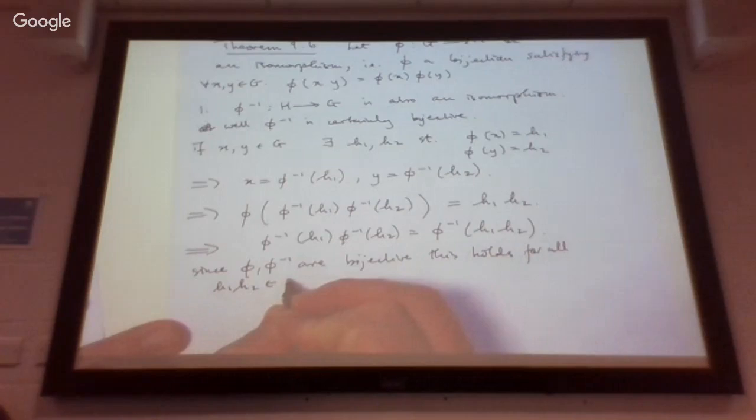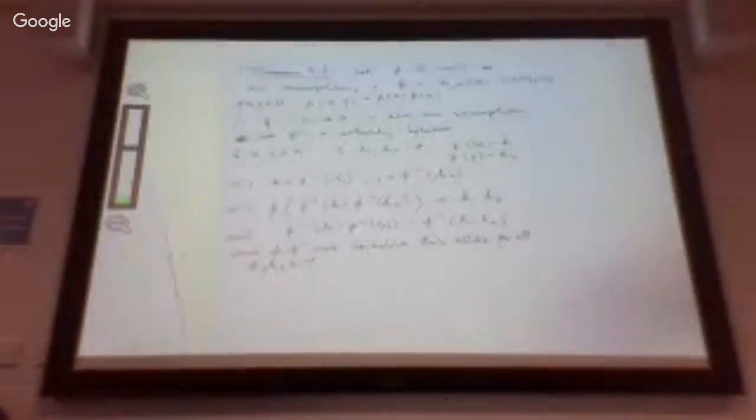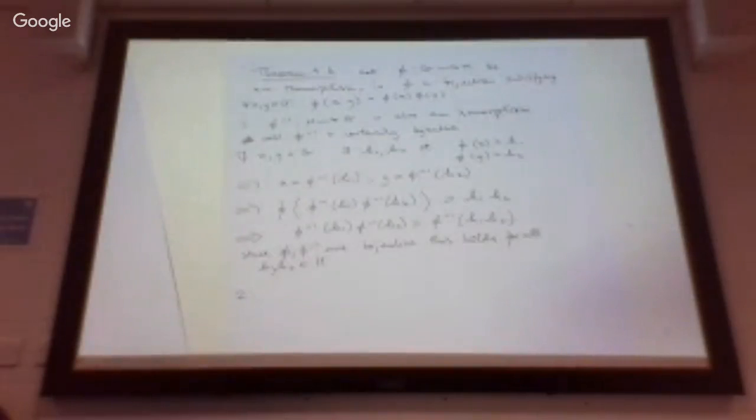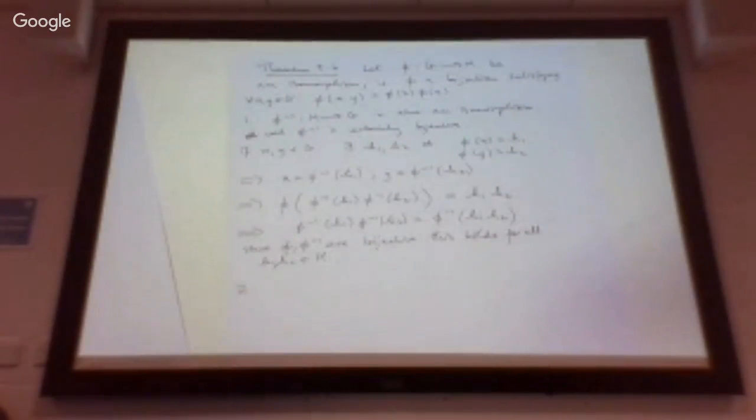For all H1 and H2 in H. So that establishes that the inverse map is also an isomorphism. So it's a symmetric relation. It's a relationship between a pair of groups. We don't have to specify. If it goes one way, it also goes the other. So we say the groups are isomorphic to one another, but the isomorphism is the map between them.